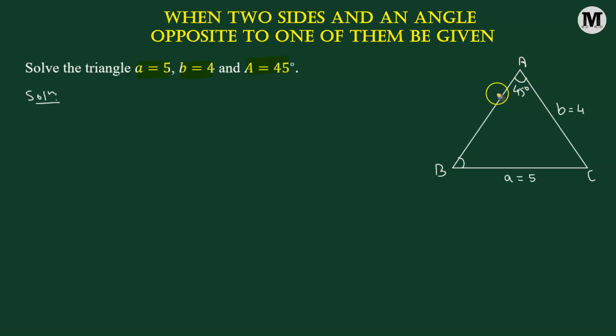Let's also consider the side AB, the side opposite to angle C. We are going to denote it by the lowercase letter c. Our goal will be to determine the angle measure of B, the angle measure of C, as well as the measure of the side c. To begin with, we consider the side opposite to angle A. So a here is 5 units. Let's keep it aside for the time being.